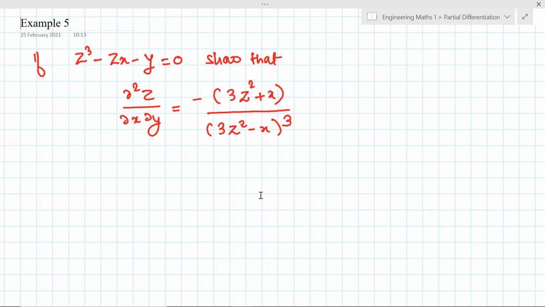We will see one more example. Yesterday we discussed partial differentiation. Some examples we have seen. One more example. It is a basic example to understand partial differentiation. Okay, so let us see this example.